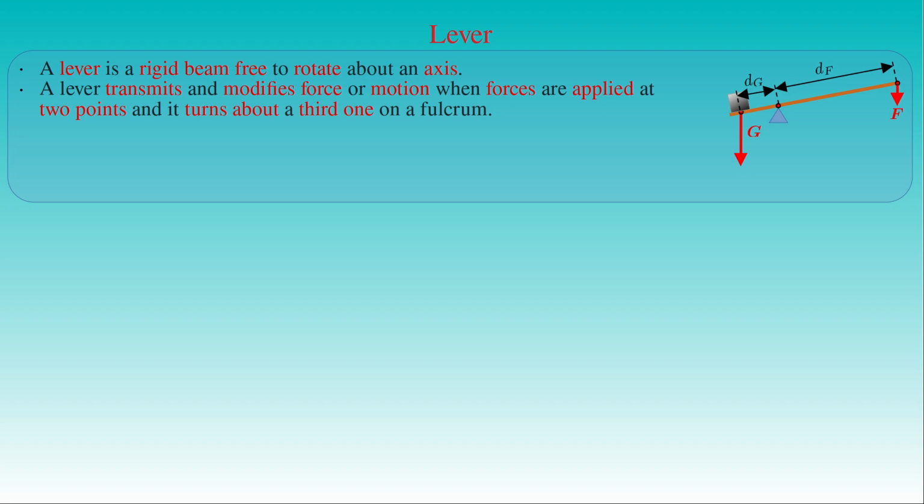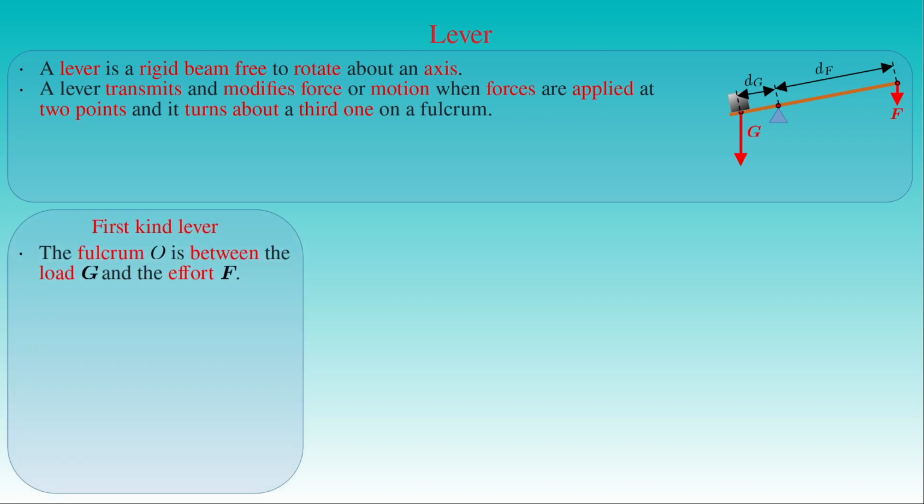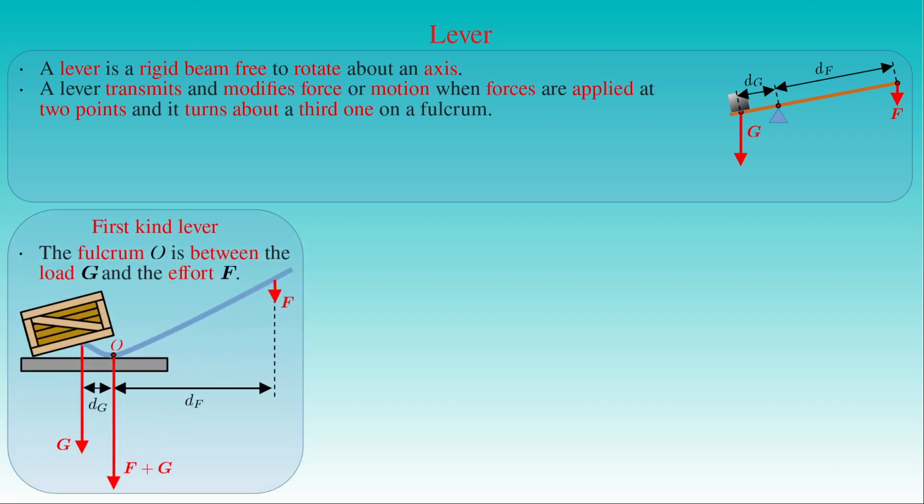We consider such levers where the unconstrained forces applied on the beam are only the effort F and the load G acting in the plane or planes perpendicular to the axis of rotation. Based on the positions of the lines of action of the effort F and the load G relative to the fulcrum, we distinguish three orders or classes of levers. A lever that has the fulcrum O between the lines of action of the load G and the effort F, as seen in the example, is known as a first order or first class lever.